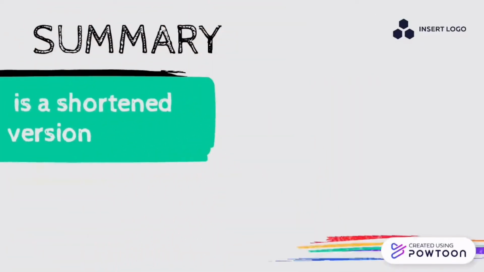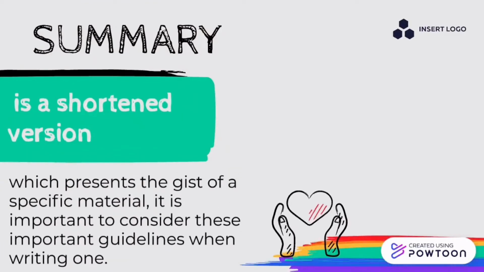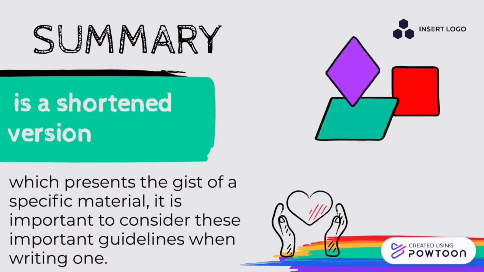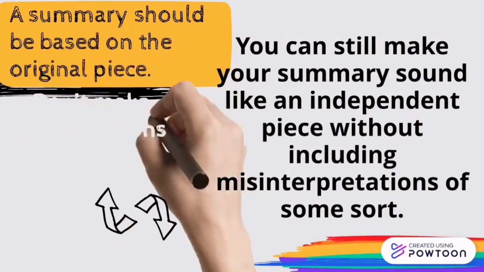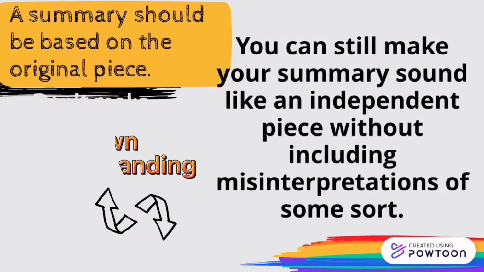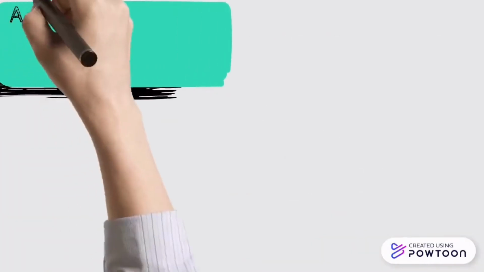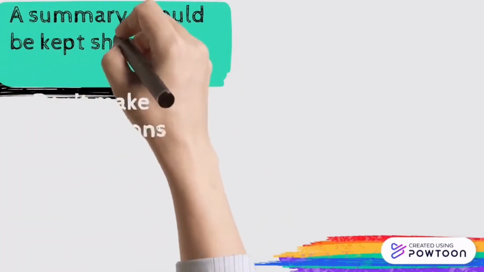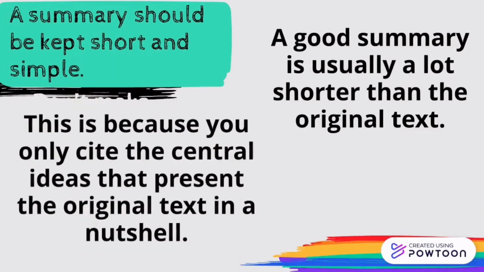Since a summary is a shortened version which presents the gist of a specific material, it is important to consider these important guidelines when writing one. First, a summary should be based on the original piece. While you have to use your words, it does not mean that you should analyze and interpret the material using your own understanding. You can still make your summary sound like an independent piece without including misinterpretations of some sort. Second, a summary should be kept short and simple. A good summary is usually a lot shorter than the original text. This is because you only cite the central ideas that present the original text in a nutshell.